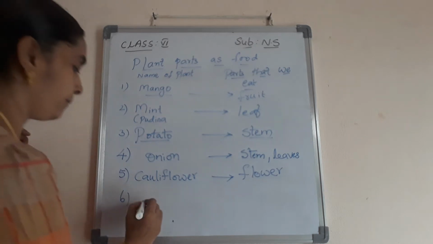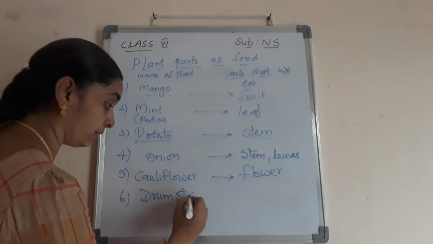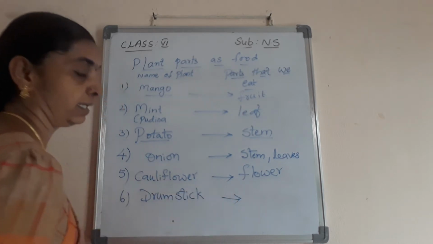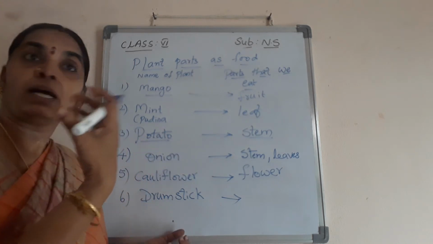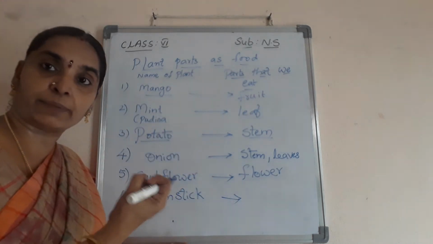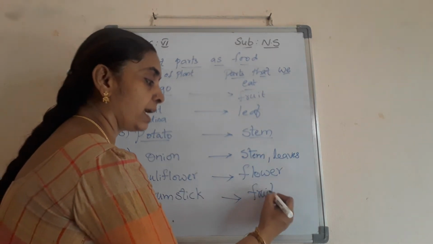And the next one is drumstick. If I say drumstick, you may say it is the vegetable of the plant, but it is the fruit of the plant. It is the fruit that you get after it has ripened. You will take it from the plant. So that is the fruit of the plant that you are taking as food.